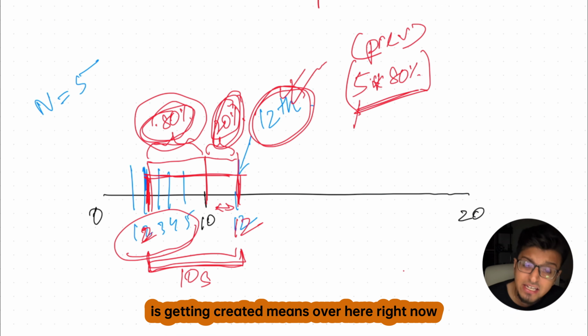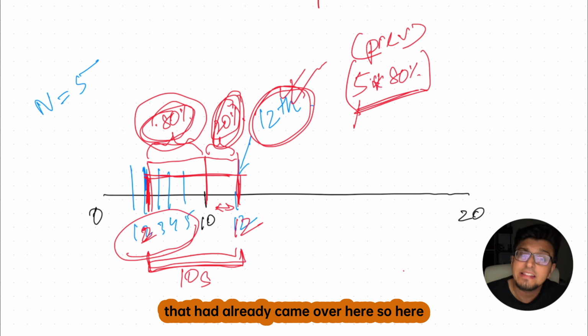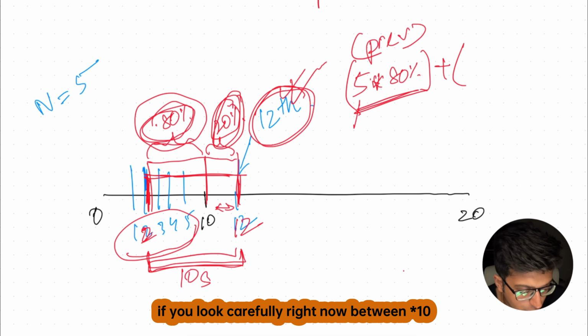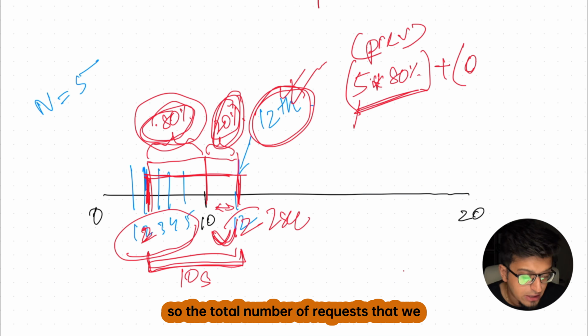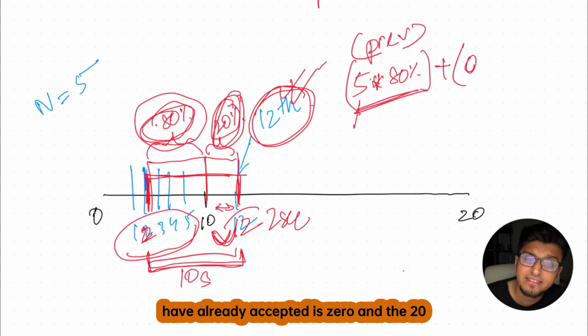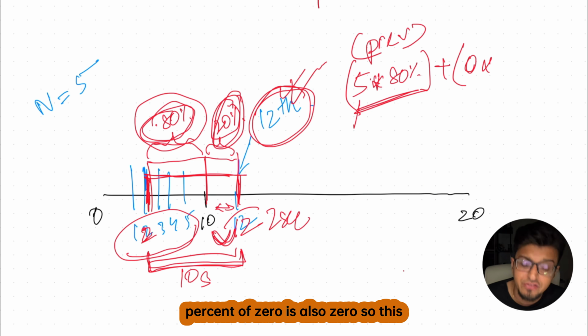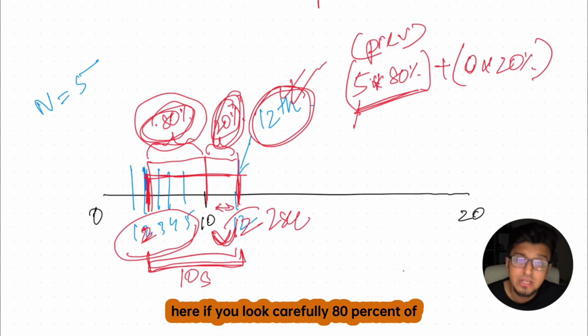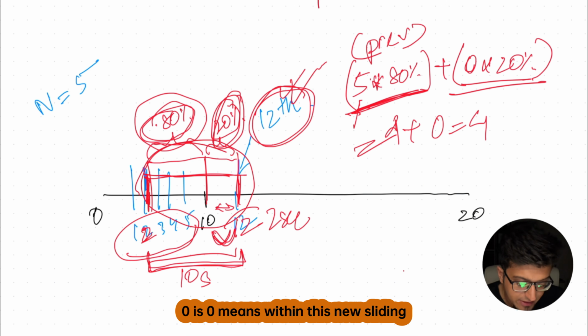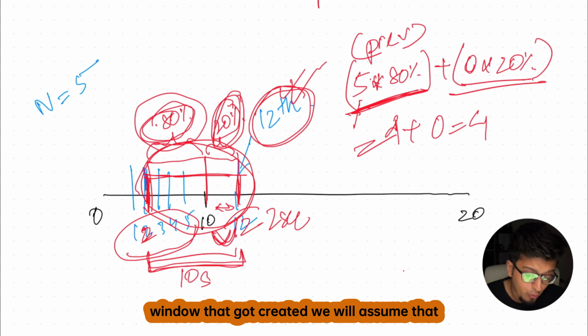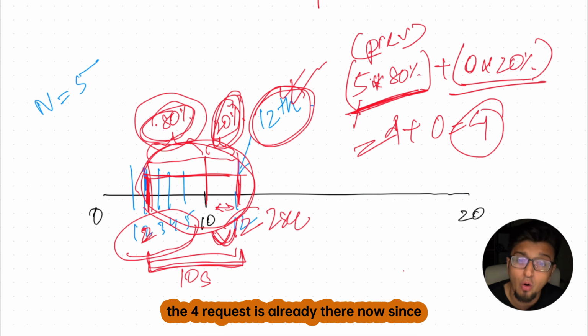Right now we first calculate how many requests have already come over here. If you look carefully, between 0 and 12 seconds, within this 2-second window, there is no request that came in. So the total number of requests that we have already accepted is 0, and 20% of 0 is also 0. This is how we are doing this calculation. 80% of 5 is 4, and 20% of 0 is 0. Within this new sliding window, we will assume that 4 requests are already there.